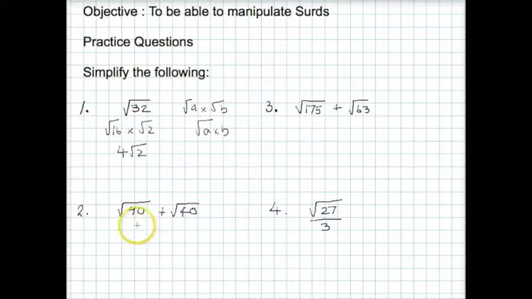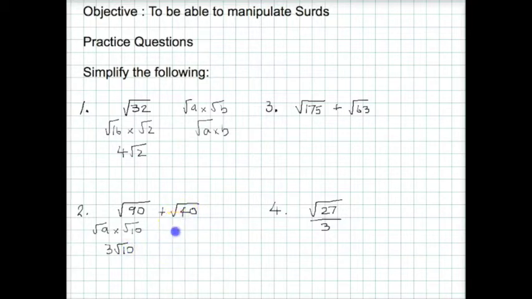Question 2. Same type of question, but what we need to do here is to get these so we've got two roots that are the same. So we need to simplify this one. I can see that if I do root 9 times root 10, I'm going to get 90. So this one would be root 9 times root 10. Well, root 9 is 3, so this simplifies to 3 root 10.